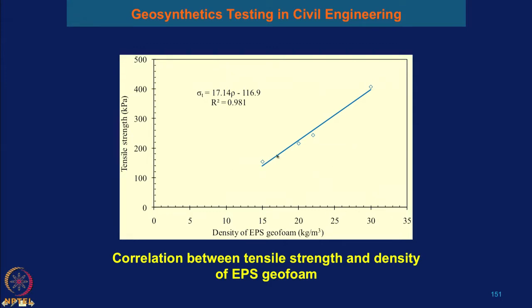You can draw a trend line and determine sigma t, that is 17.14 into rho minus 116.9, with R square equal to 0.981. So, by knowing the density of the EPS geofoam material, you can determine what the sigma t value should be.